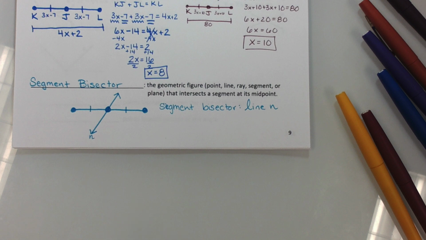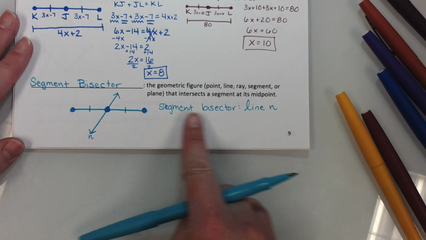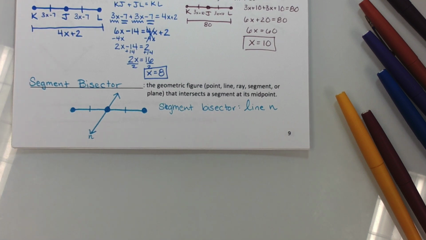So, that right there is the segment bisector. And if something is a segment bisector, if you're told line N is a segment bisector, even if it didn't have these tick marks here, it would be telling you they have to be there, because the bisector has to make that the midpoint.